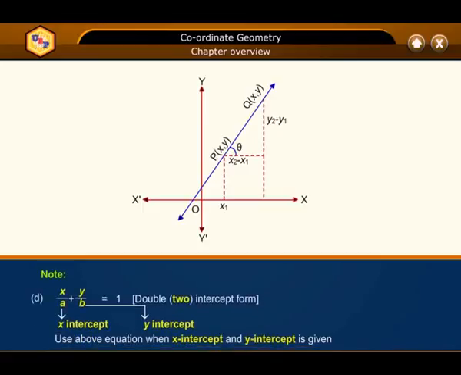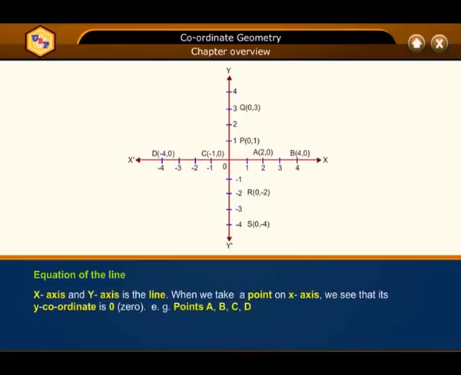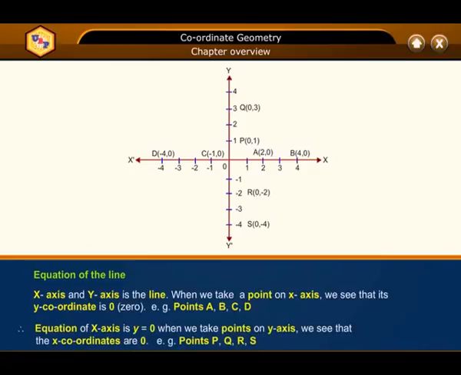x/a + y/b = 1, double intercept form. Use above equation when x-intercept and y-intercept are given. Equation of the line: x-axis and y-axis as the line. When we take a point on x-axis, we see that its y-coordinate is 0. That is, for example, points A, B, C, D. Equation of x-axis is y = 0.